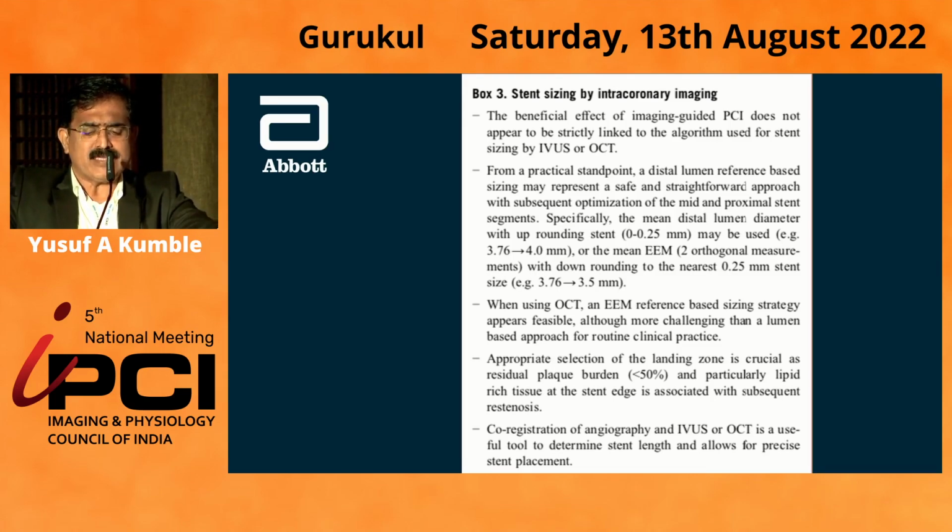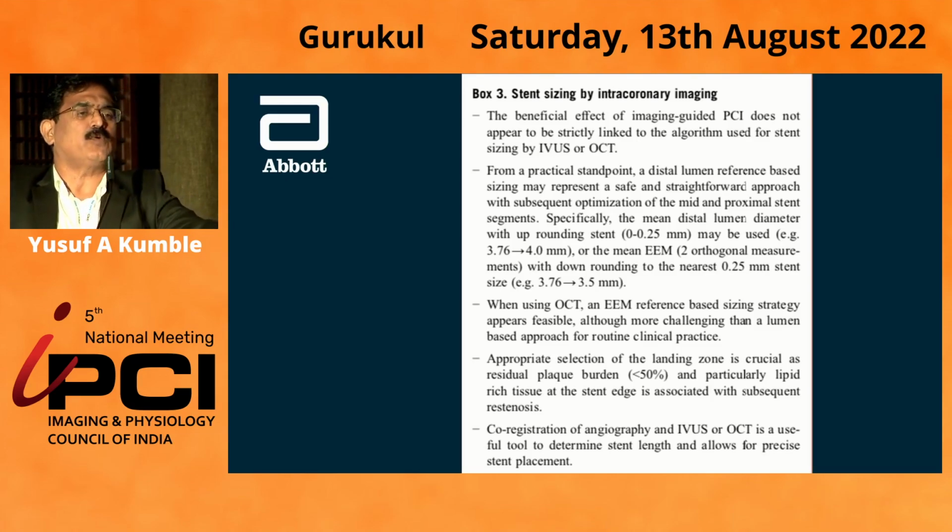If you are using mean distal lumen diameter, you have to add 0.25. If you are using EEL as the diameter, then you have to reduce 0.25. If it is a 3.76, you have to use a 0.25 smaller stent. When using OCT, an EEL reference-based sizing strategy appears feasible, although it is more challenging, especially in a diseased segment.